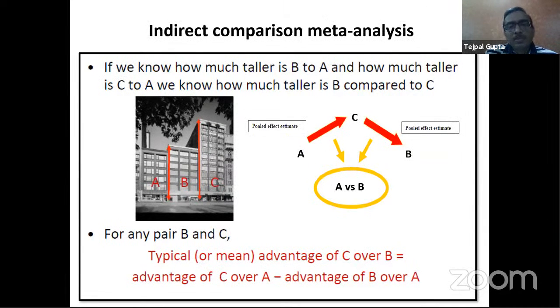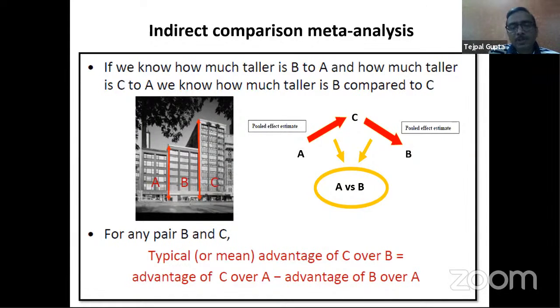So we'll briefly discuss indirect comparison and direct comparison and some of the work that we have done in this field. So, indirect comparison meta-analysis. If you look at this cartoon, it looks very simple. If we know how much taller B is to A and how much taller C is to A, we can find out how much taller B is compared to C.